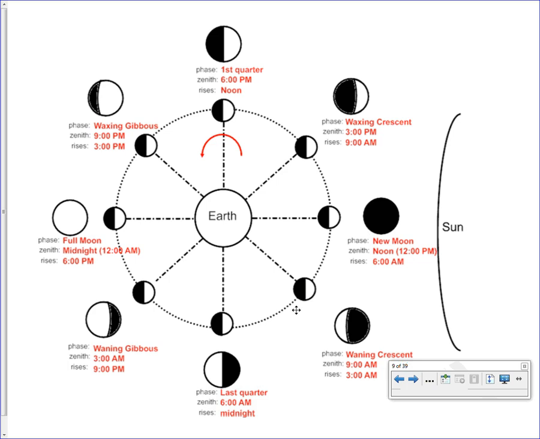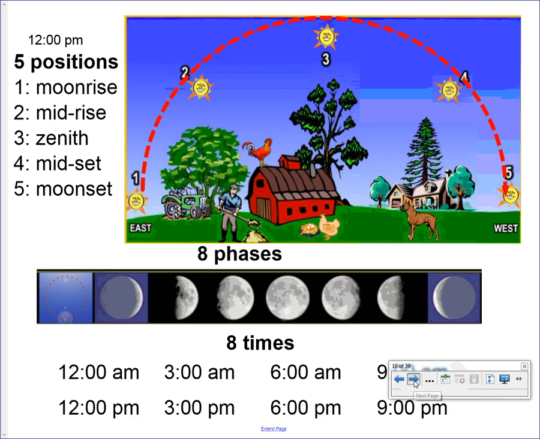Now, those increments of rising, mid-rise, zenith, mid-set, and setting are all 3-hour increments. If you go to the next phase, all of those 3-hour increments get offset by 3 hours. So the waxing crescent no longer rises at 6 a.m. Now it's rising 3 hours later at 9 a.m. The same pattern follows all the way through. So it's a really nice pattern to establish a relationship between those three variables.